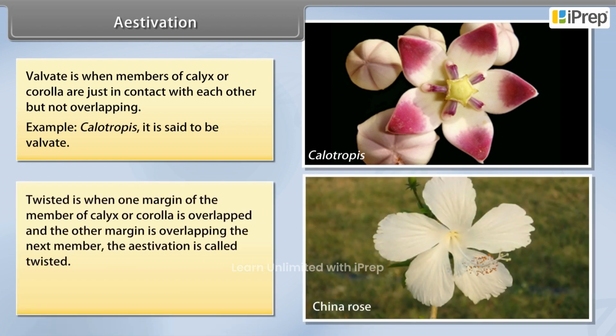Twisted is when one margin of the member of the calyx or corolla is overlapped and the other margin is overlapping the next member. The aestivation is called twisted. Example, China rose, lady's finger, and cotton, etc.